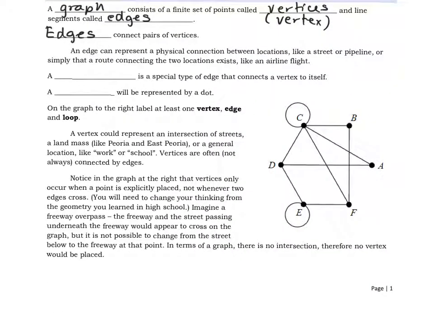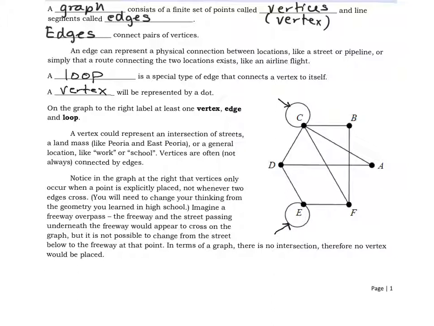An edge can represent a physical connection between locations like a street or pipeline, or simply that a route connecting the two locations exists, like an airline flight. So a loop is a special type of edge that connects a vertex to itself. I think you see a couple examples here. And I think it makes sense that a vertex will be represented by a dot.